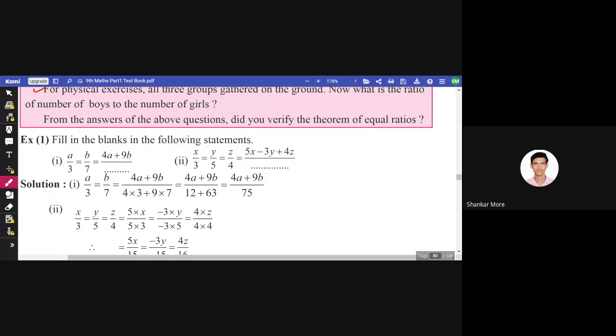a is multiplied with 4, right? So if a is multiplied by 4, then 3 should also be multiplied with 4. Did you get this point? We multiplied the numerator by 4, so we have to multiply the denominator by 4 as well.